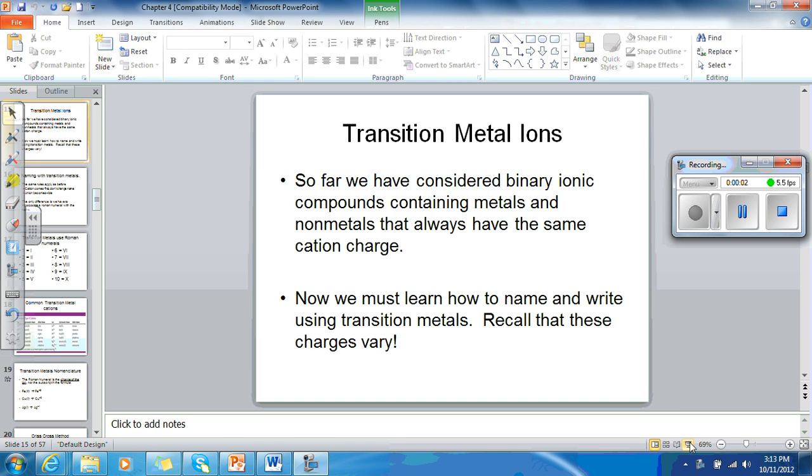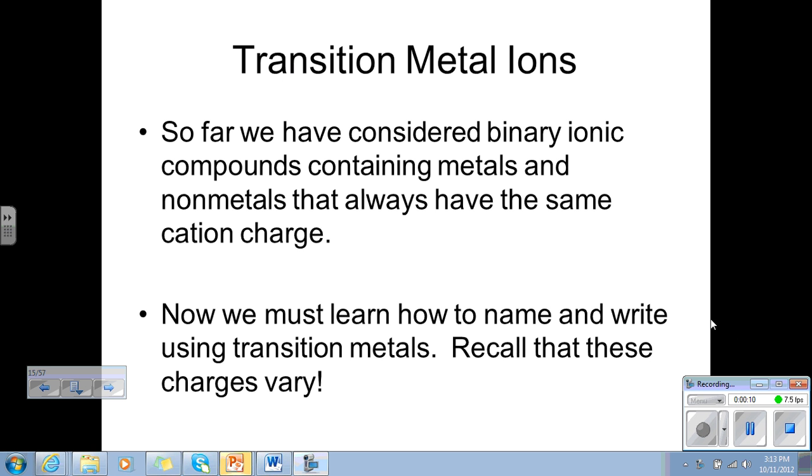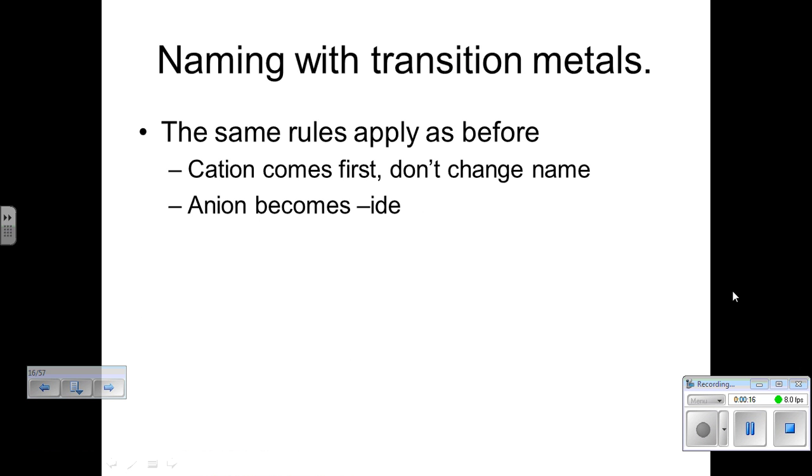Alright, so we're going to take a look at this transition metal nomenclature right now. Transition nomenclature is almost the same as what we were doing the other day with the single binary nomenclature. Same kind of rules apply. Our cation will come first, so your metal comes first, and you don't change the name at all. No name change. So, copper will always stay copper, gold will always stay gold.